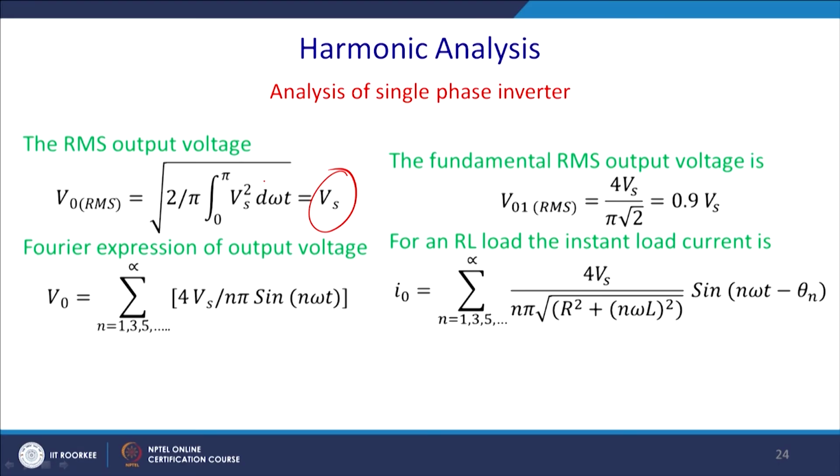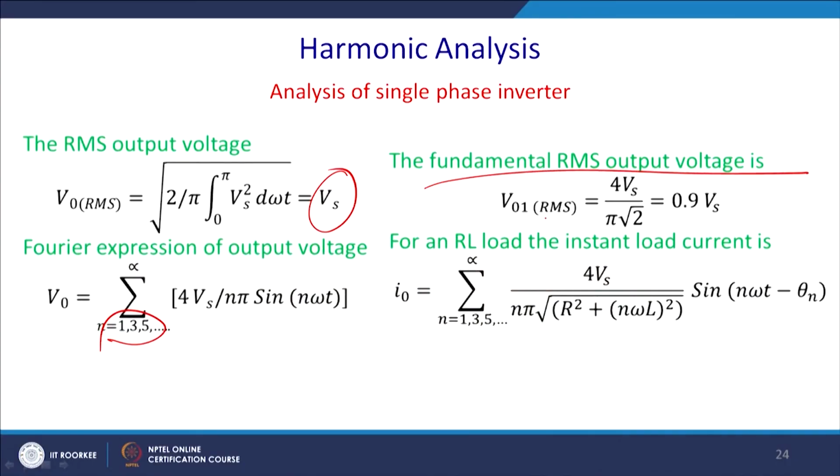And now we require to find the individual components. So, we can find them since there is a symmetry involved. So, only odd harmonics will be present. So, we have harmonics 1, 3, 5 and so on till infinity. So, the fundamental RMS output voltage is V01 RMS, 4 Vs by pi root 2, equal to 0.9 Vs.